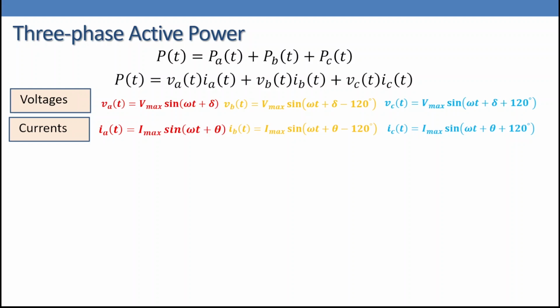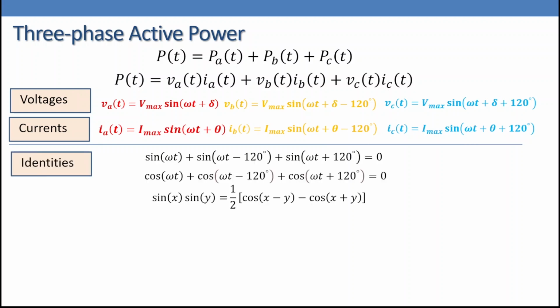Theta is from the reference as well. So definitely I_B(t) and I_C(t) are shifted minus 120 and plus 120 from this theta. So let me remind you about the trigonometric identities. If we have sine omega t plus sine(omega t minus 120) plus sine(omega t plus 120), that equals 0. And the same for the cosine function.